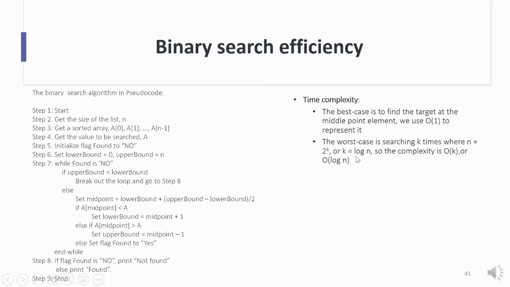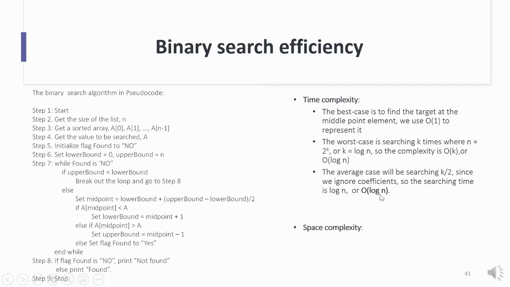And k equals log n. The average case will be searching half of k. Since we ignore coefficients, the searching time is also log n, so we can use big O log n to represent the time complexity of binary search.